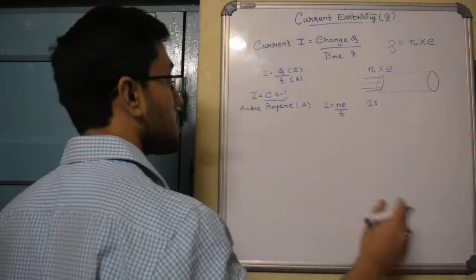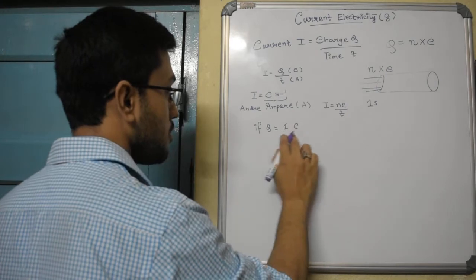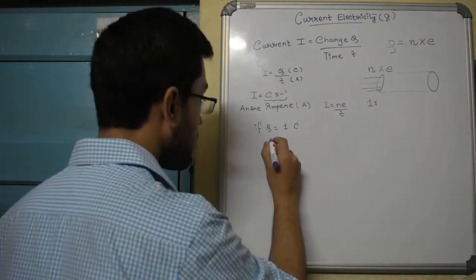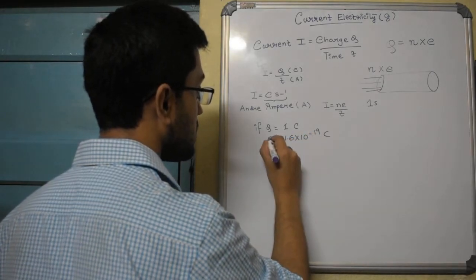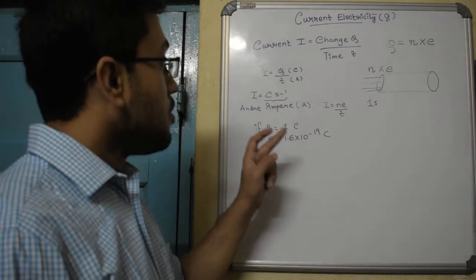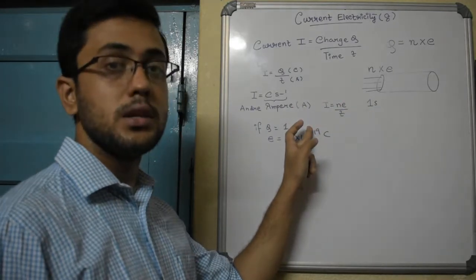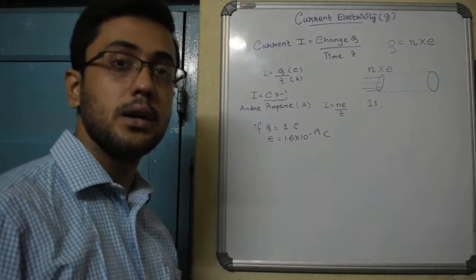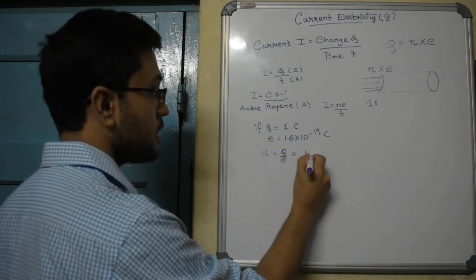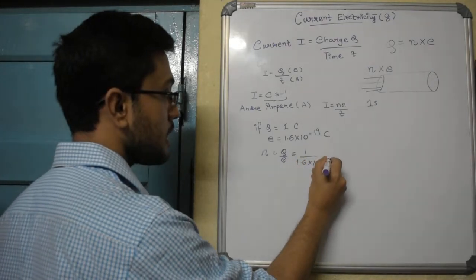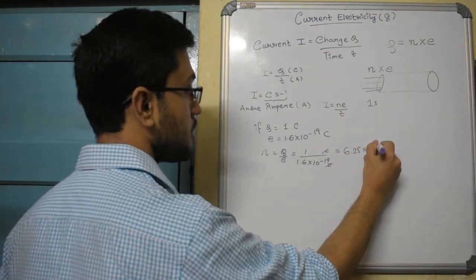Now we can make a calculation here. If Q is equal to 1 coulomb, and we already know the charge of an electron is 1.6 into 10 to the power minus 19 coulomb, then how many electrons are necessary so that in 1 second 1 coulomb of charge is crossing every cross section of the conductor? So how do we find that? n is simply Q by e. So it's 1 divided by 1.6 into 10 to the power minus 19. Same units get cancelled. This turns out to be 6.25 into 10 to the power 18.